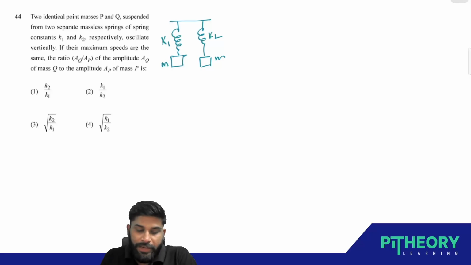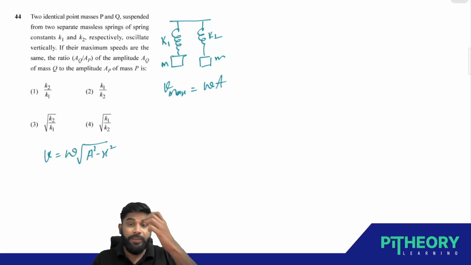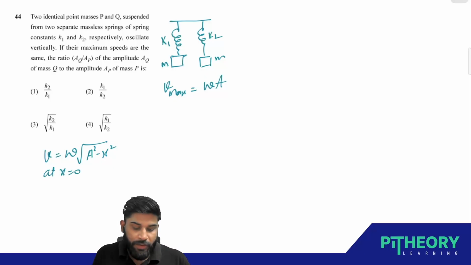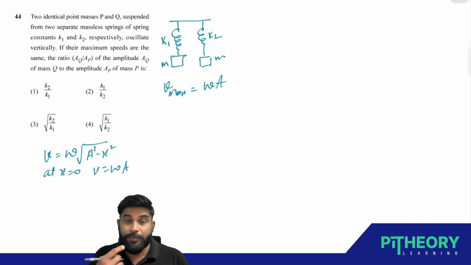So what is the relation for maximum speed? We can write Vmax is equal to omega A. The velocity of an oscillating spring in terms of angular frequency omega is omega root over A square minus X square. The velocity is maximum at the mean position, X equal to 0. At X equal to 0, V is equal to omega A. It's given that these two maximum speeds are equal. So you can write what?